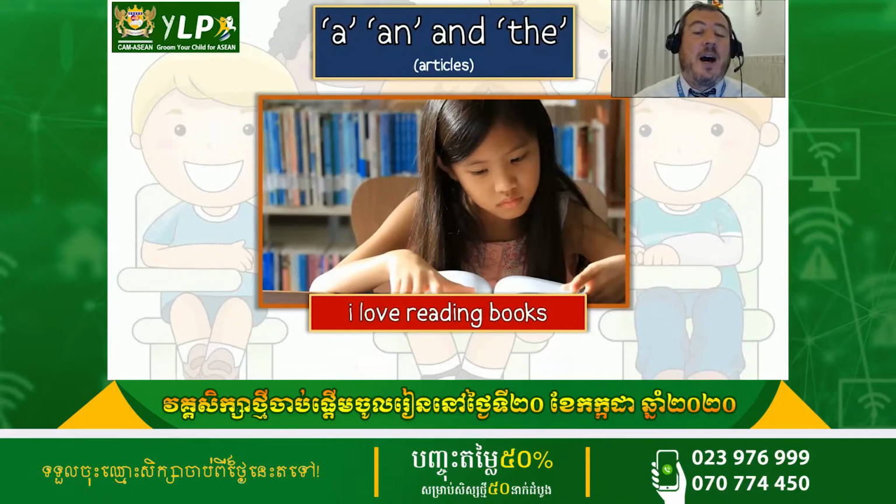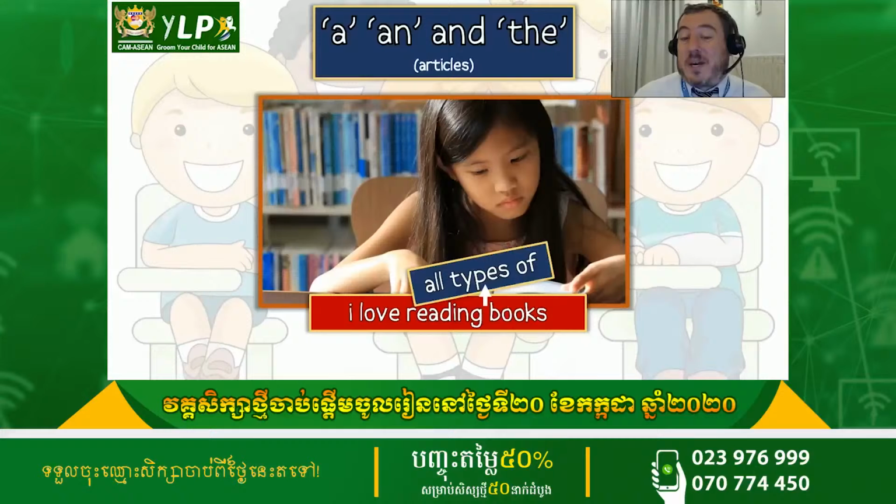So she might say, I love reading books. Now, she's not really talking about a particular book. She's talking about books in general. So you wouldn't hear her say, I love reading the books, or you wouldn't hear her say, I love reading a book, because she's talking about things in general, just books in general. Because there's no a, an, or the there, what she means is, I love reading all types of books, all different types of books.